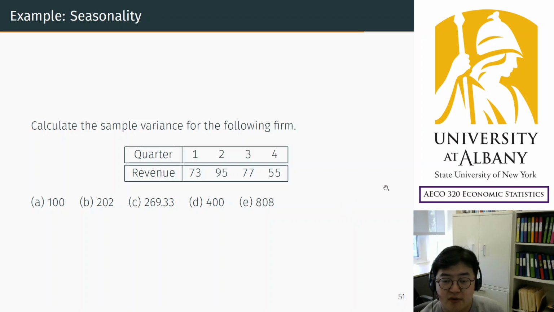Okay, let me show you the answer. First, you need to calculate the mean. And there are only 4 numbers. It should be pretty easy to calculate the mean, which is 75.